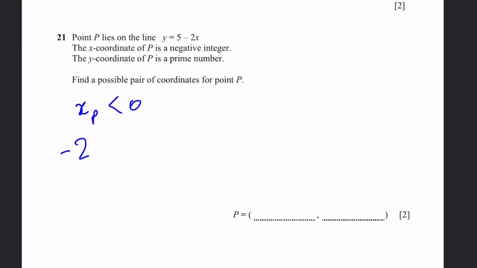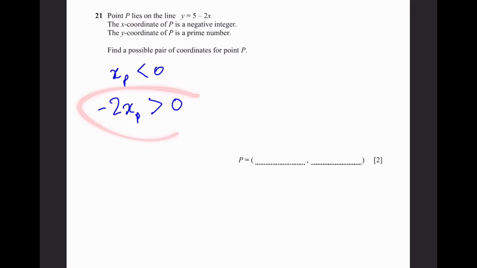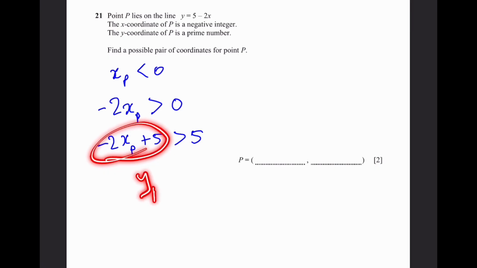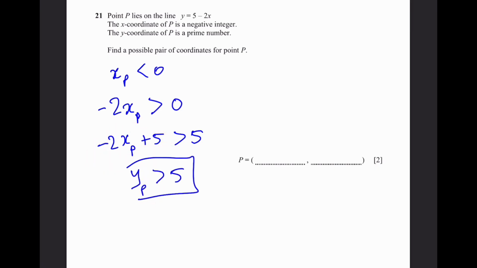That means when we multiply this by -2, -2 times x of P, we'll flip the sign, but it'll still be 0. Why we flip the sign? Because we're multiplying by a negative number. So -2 times x of P is greater than 0. And when we add 5 to both sides of the inequality, we'll get -2 x of P plus 5 is greater than 5. And this is the same thing as the y-coordinate of P. So the y-coordinate of P has to be greater than 5.